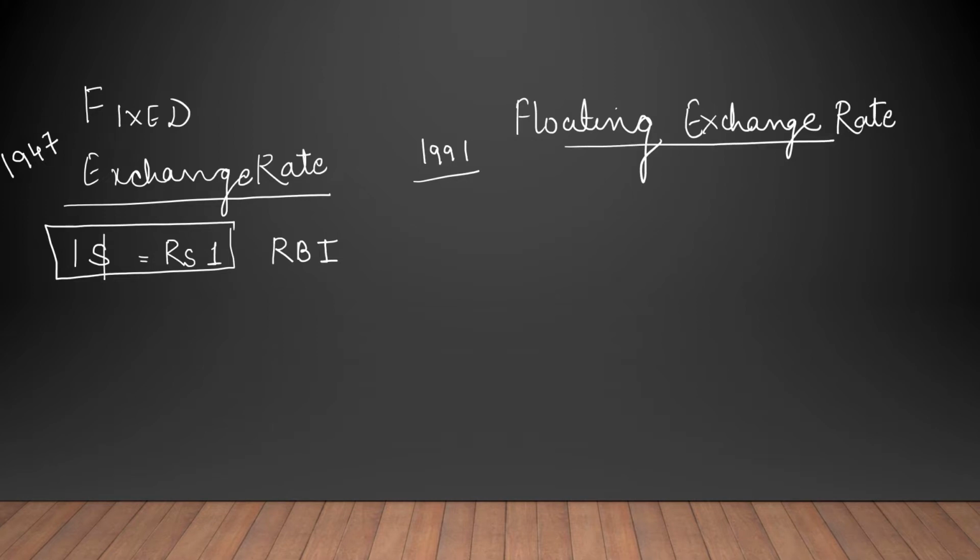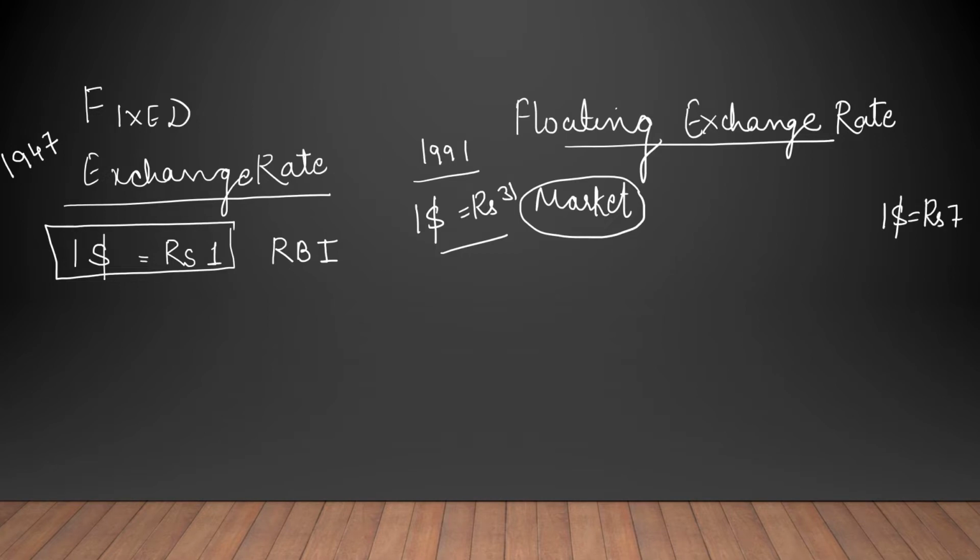The exchange rate will now be changed by the market, by the demand and the supply in the market. At that time it started at $1 equal to rupees 31, but now it has increased to $1 equal to rupees 70. But this has been done most of the time by market changes. It has not been done by the RBI. So these are the two types of system: the fixed exchange rate and the floating exchange rate. If it is floating, it is done by the market, demand and supply. If it is fixed, it needs to be fixed by the RBI.